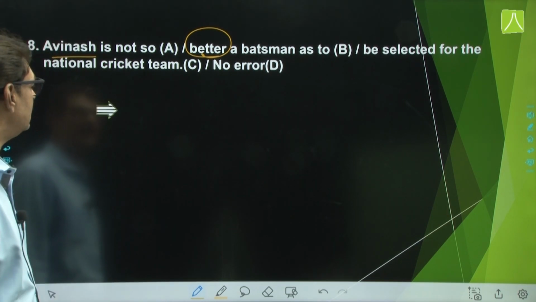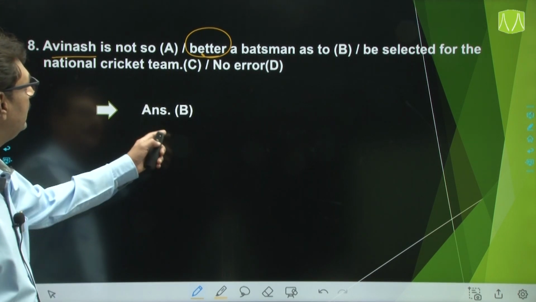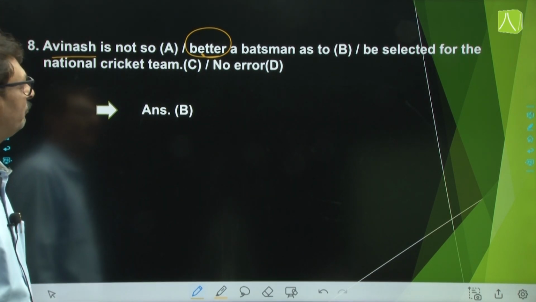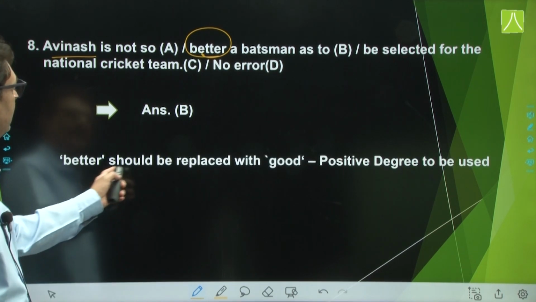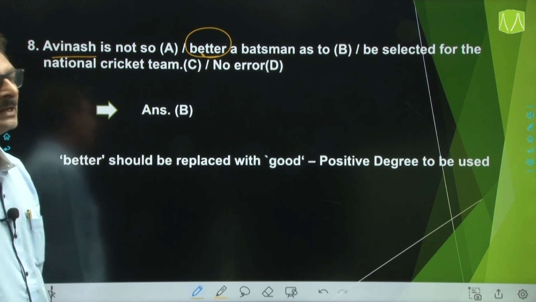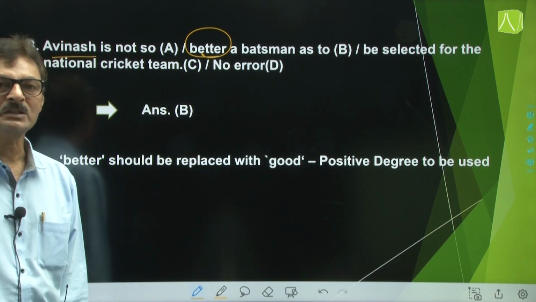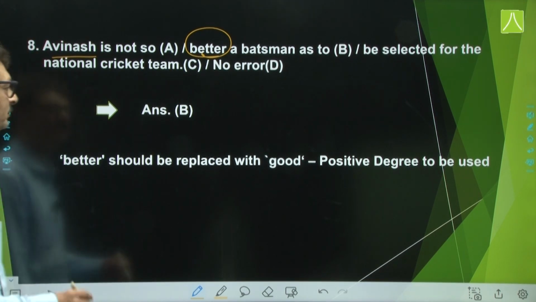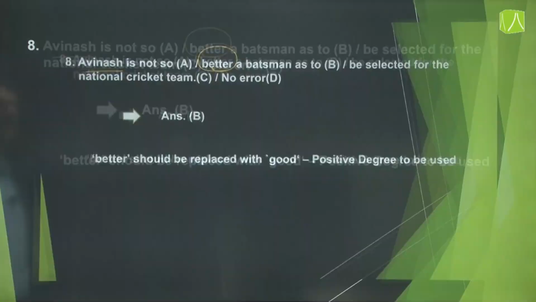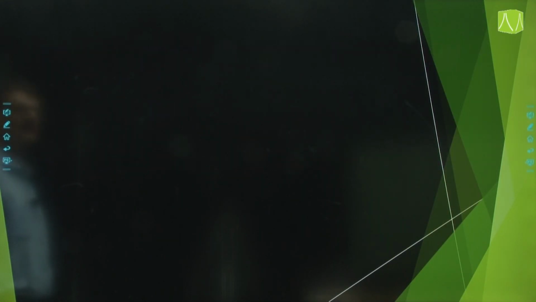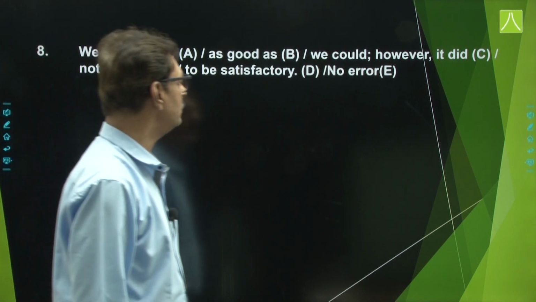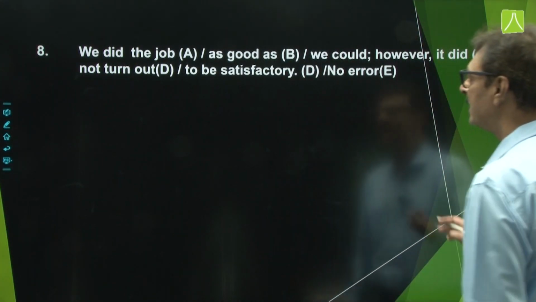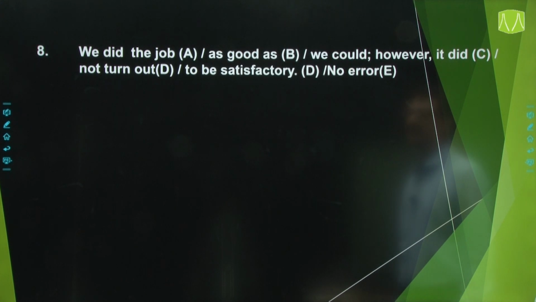So better is the incorrect usage. So B is the correct fragment which has an error, and better should be replaced with good. Positive degree has to be used because we are talking about one batsman, Avinash. Other sentence. Next. We did the job as good as we could. However, it did not turn out to be satisfactory. We did the job as good as we could. However, it did not turn out to be satisfactory.